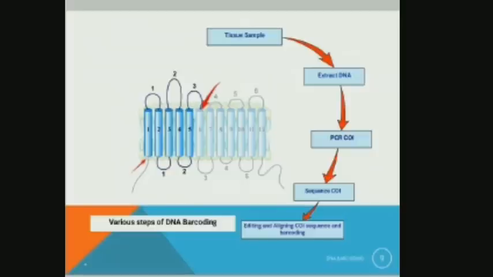For the target species whose species-level identity we want to check, we need to collect tissue samples and extract DNA, and then go for PCR amplification of the target gene with the universal marker primers that are available. Once it is PCR amplified, we will sequence it and analyze the generated sequence using various available software.